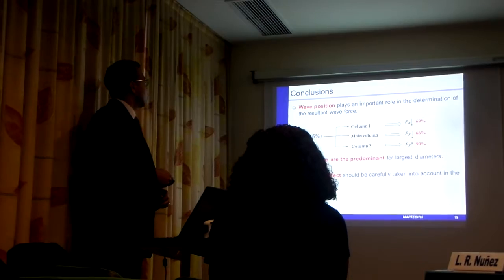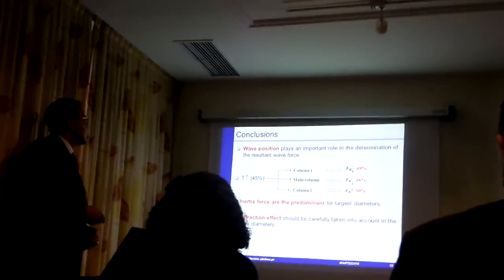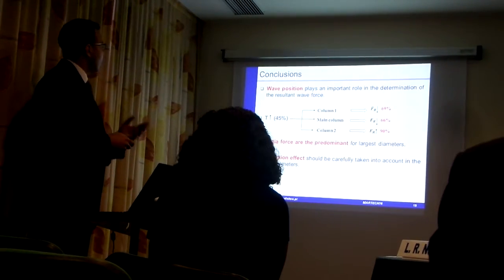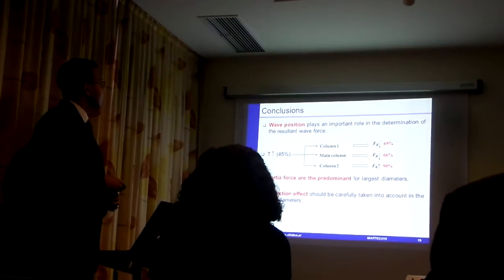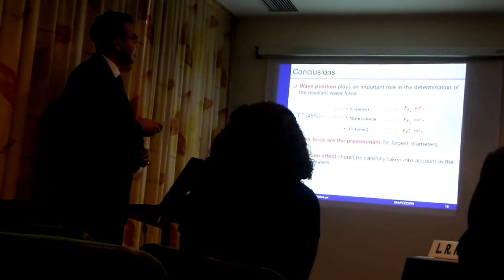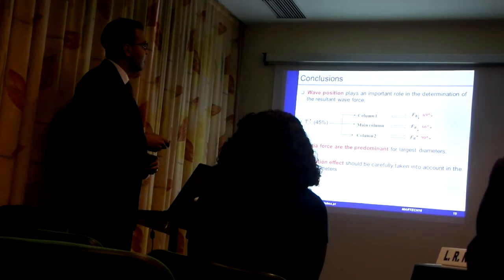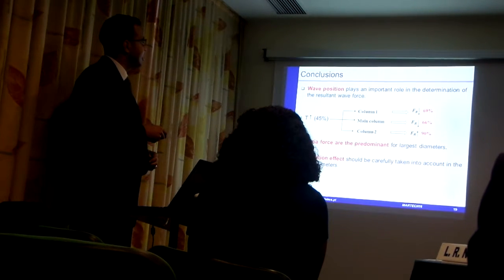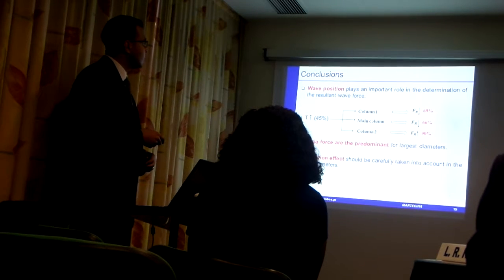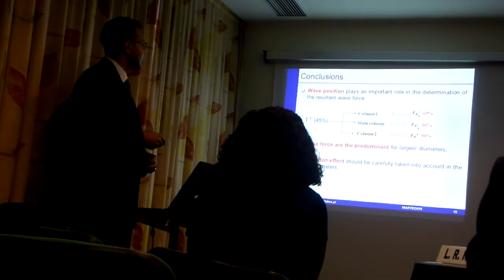Finally, for the conclusions, the wave position plays an important role in the determination of the resultant wave force. By increasing the wave period by around 45%, the effect on column 1 is to decrease the resultant force by 69%, and decrease the force on the main column by 66%, and increase the force on column 2 by 90%.